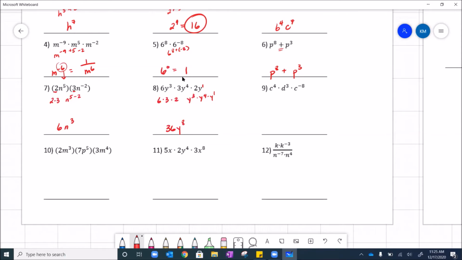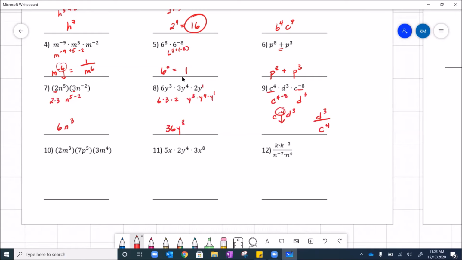Number 9, we have c to the 4th and c to the negative 8th and d to the 3rd. So c to the 4th times c to the negative 8th, d to the 3rd. Okay, as we look at this, we put these two c's together because they have the same base. That gives us c to the negative 4th, d to the 3rd. We know that we can't have a negative in our final answer, so we'll move it to the denominator to make it happy. D to the 3rd up top, c to the 4th. D to the 3rd over c to the 4th.